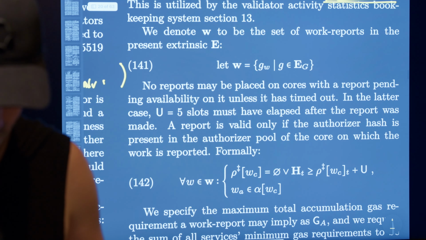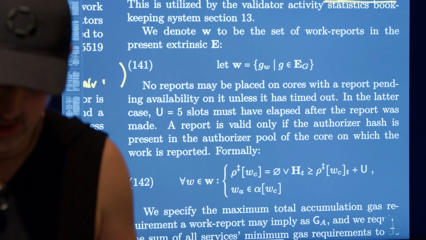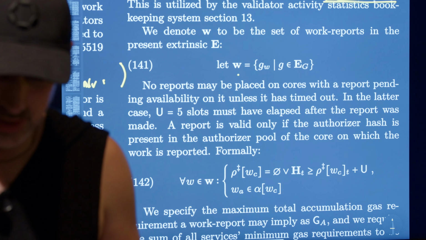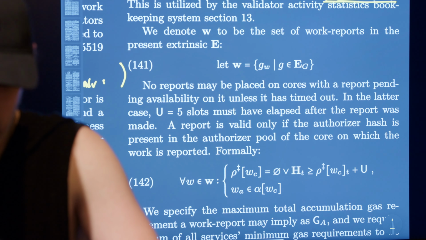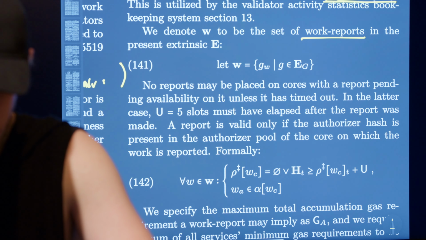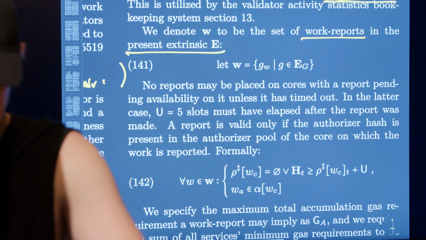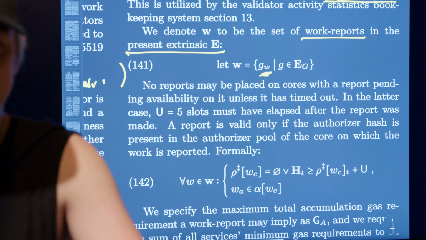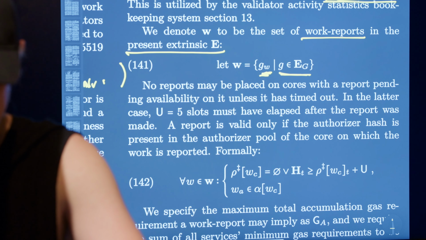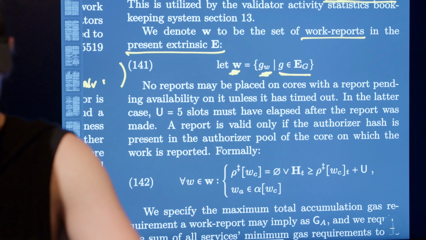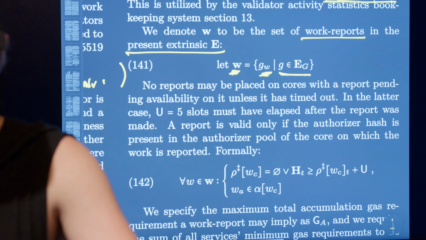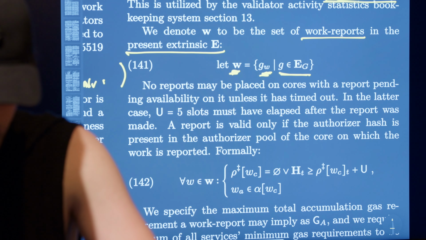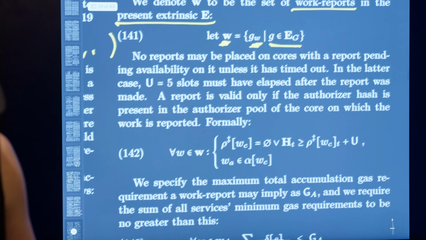Good. Okay. Now, we may also want to know the set of work reports in the present extrinsic E. So we just want to retain all the W's that we've guaranteed. We're going to go through all the things we've guaranteed, take out the W term, and call that little bold W. All the new work that's been pushed into the chain. We're going to use that in a second.